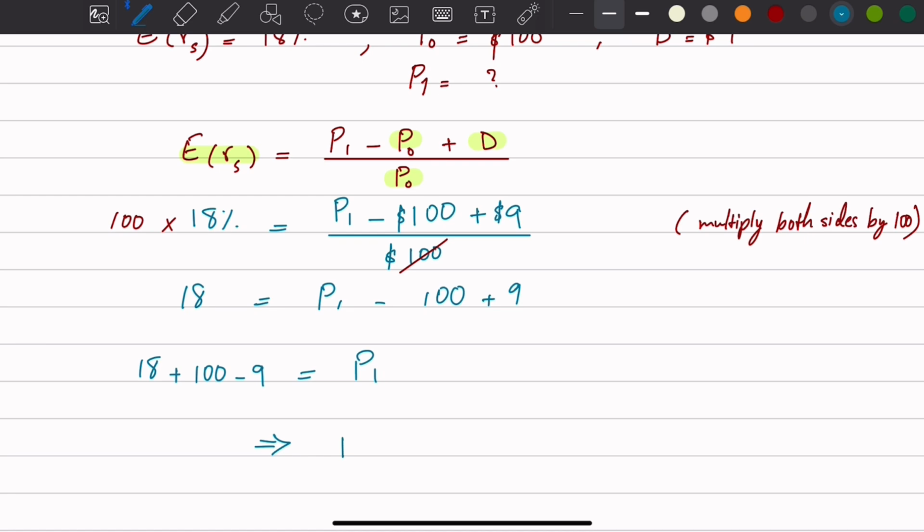From there we can say thus P1 equals 18 plus 100 minus 9, which is $109. And that is the answer required by this question.